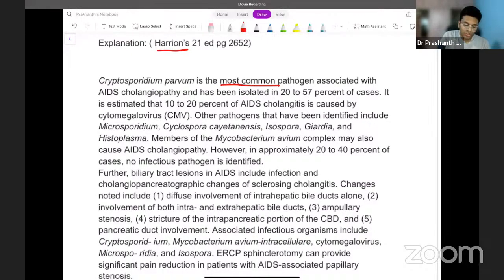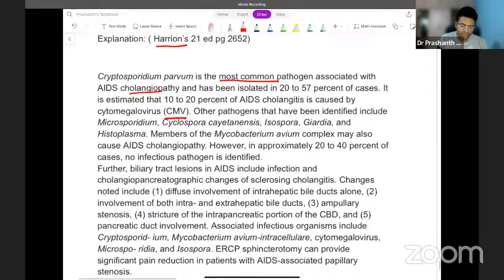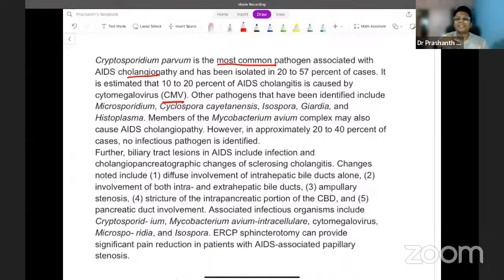The next common cause is CMV. However, the mechanism of how both of them result in this particular manifestation is very different. I'll come to that in due course. Then also remember the different changes that can happen in the cholangiogram or the bile duct, which are also important and mentioned in the books. It presents like PSC, it can have papillary stenosis or a combination of both intrahepatic and extrahepatic, or it can have a significant extrahepatic involvement only.